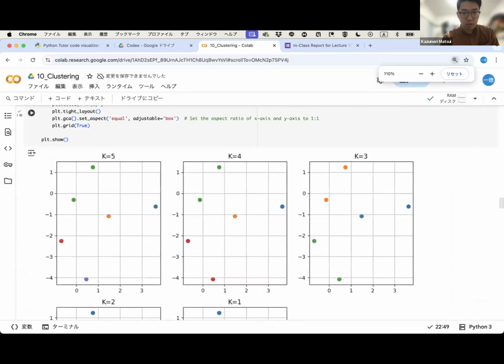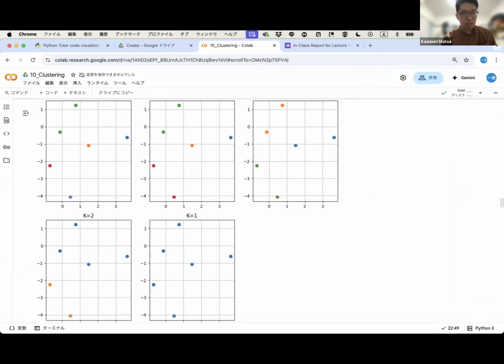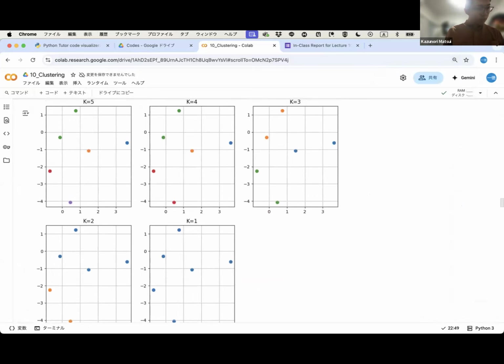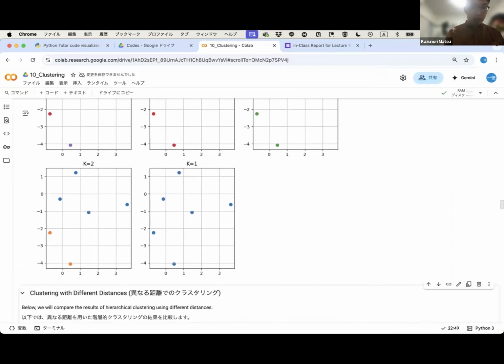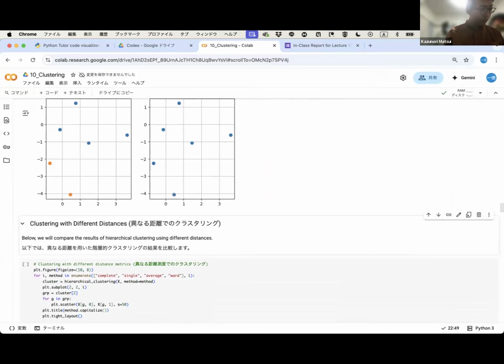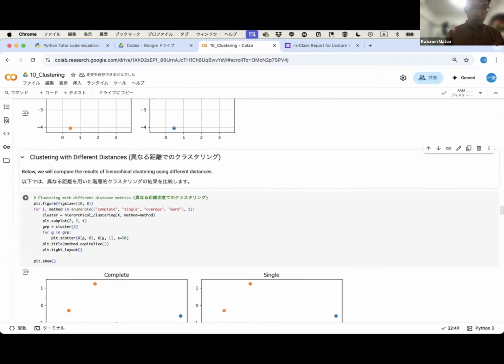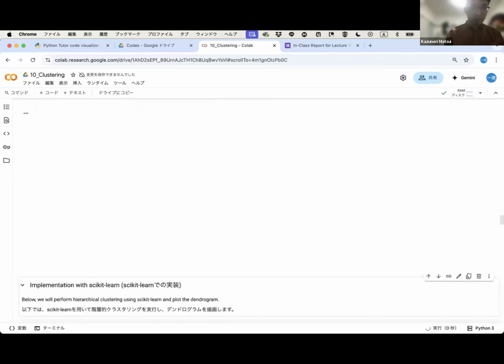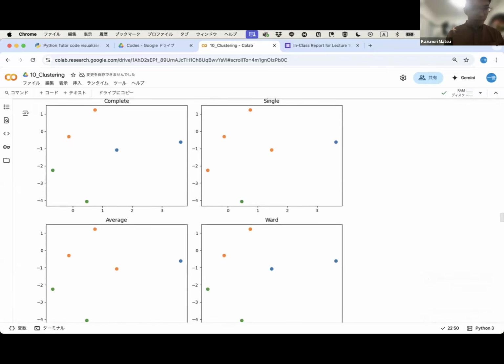The result of clustering with different distances looks like this. With single linkage, we can see that large clusters are formed. And with complete linkage, we can confirm that clusters of similar size tend to form.